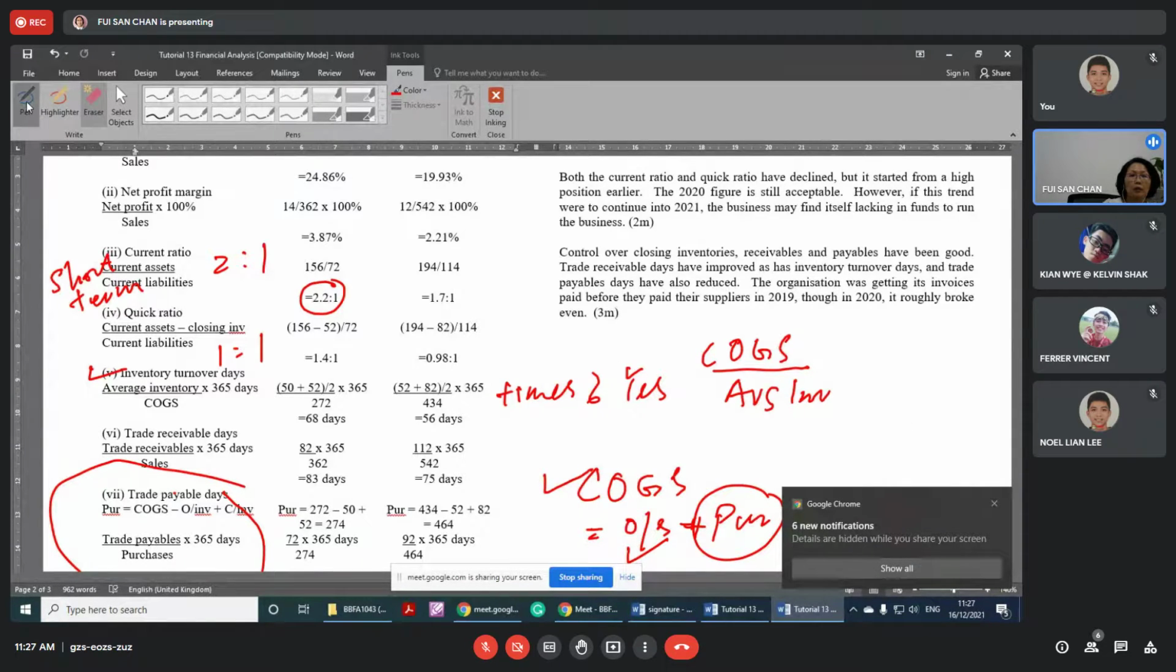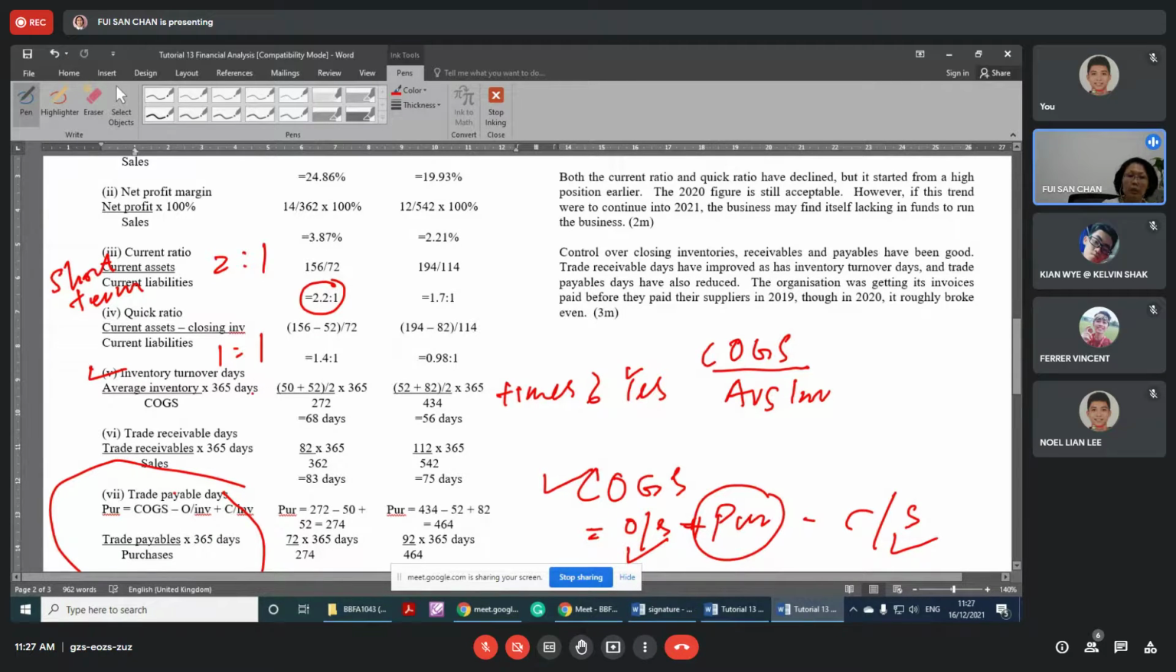So if it is in times, the more times the better, right? The more times the better, meaning the more times that you order inventory, the better, meaning it's sellable. You're able to sell it fast. That's why you always restock, right? So for inventory turnover, the more times that you turn is better.